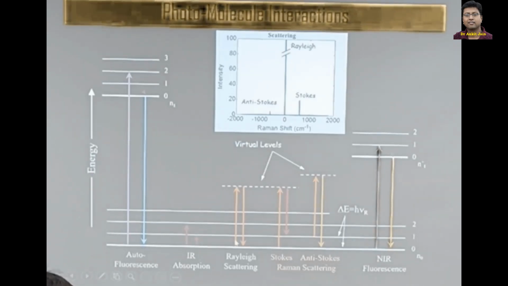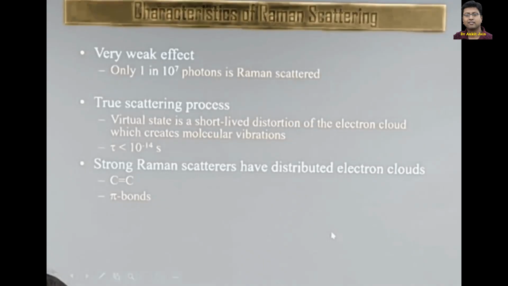But when we talk about Rayleigh scattering and Stokes and anti-Stokes Raman scattering, there is a kind of inelastic scattering going on. But it is very weak. In Raman scattering, only one photon in 10 to the power 7 photons is scattered. It is a very short-lived distortion of the electronic cloud that we talked about, the displacement. It is a very short-lived event, around 10 to the power minus 14 seconds.